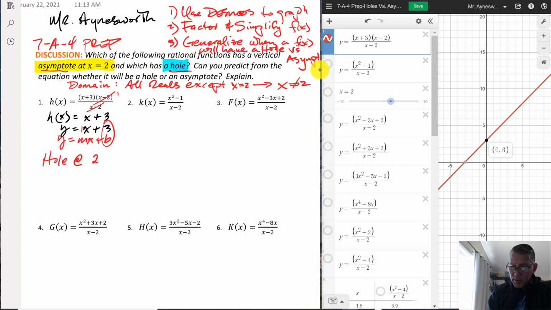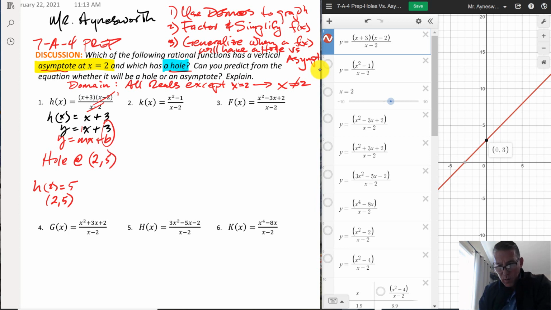Now going back up to the graph, if you go back to 2 and figure out where it's undefined, it's undefined at 2, so that hole is at 2, 5. And why is it 5? Well, if you plug in 2 into the linear function, not f, h, I'm sorry, let me write h, 2 plus 3 is obviously 5. So it has a hole at 2, 5.